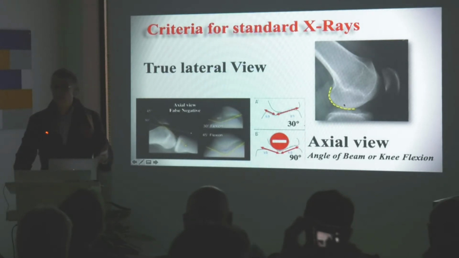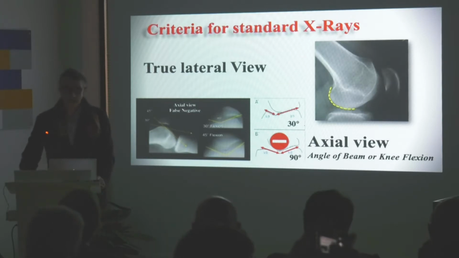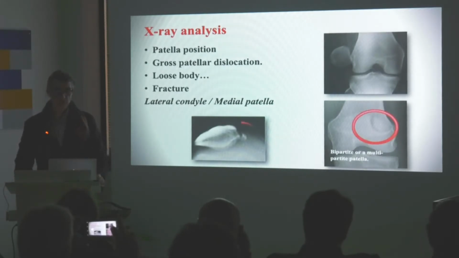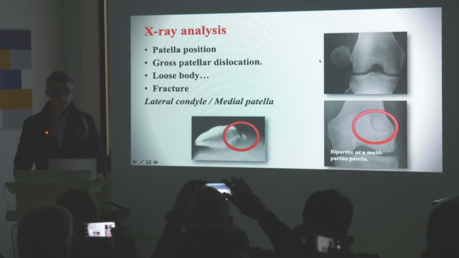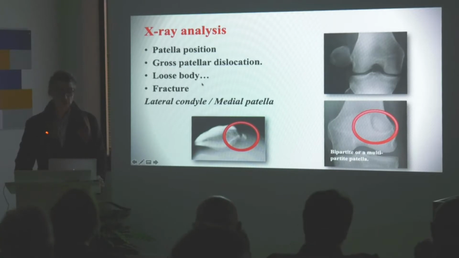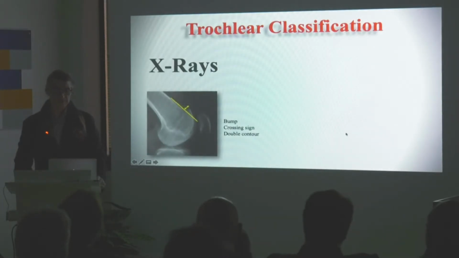The second is the axial view. I told you how to know if your axial view is well done or not. And then you will be able to look at the position of your patella and the AP. You can find some loose body. You can find some avulsion of the medial patella, some patella bipartita. So you take time to look at the AP, the sagittal, and the axial. That's so important.